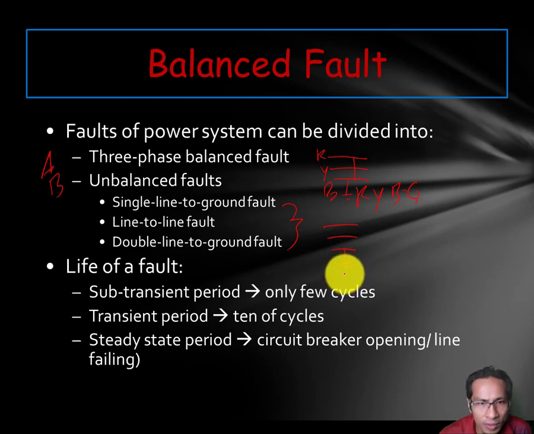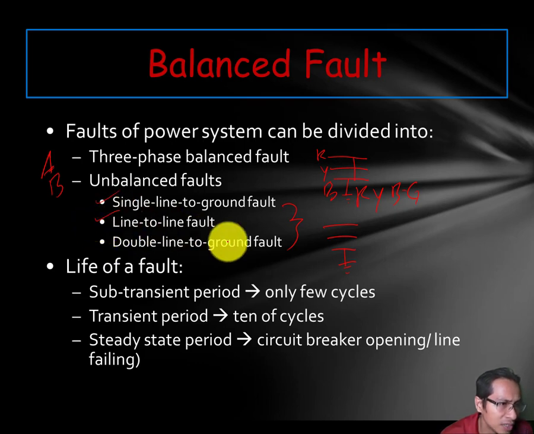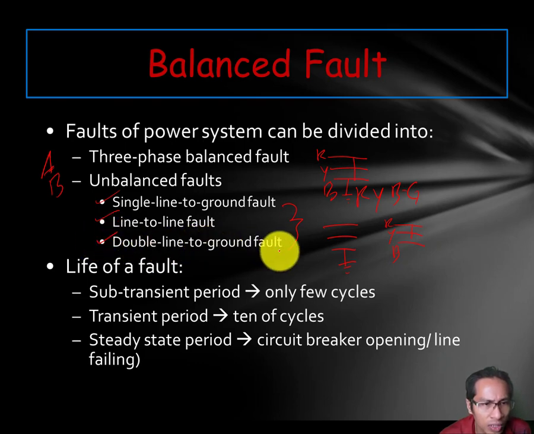This one is double line faults or line to line faults. Let's say we have three phase, red, yellow, blue. Either red to yellow, or yellow to blue faults. Either one. This is line to line faults. The other type of faults is double line to ground faults. Let's say we have red, yellow, blue. These two phases faulted together and then faulted to ground. This is a double line to ground faults.